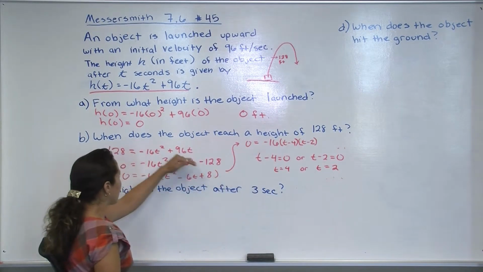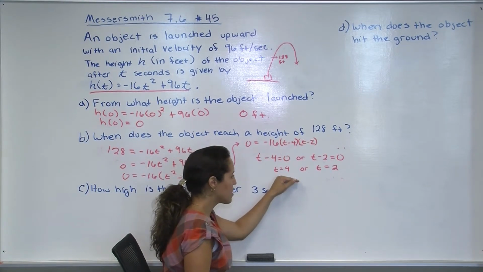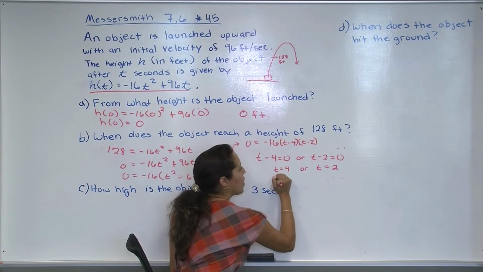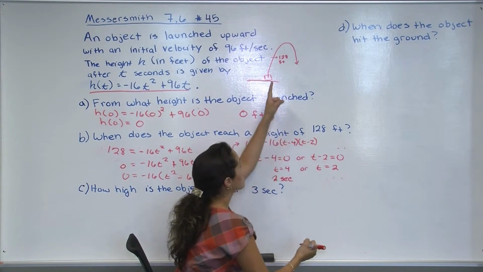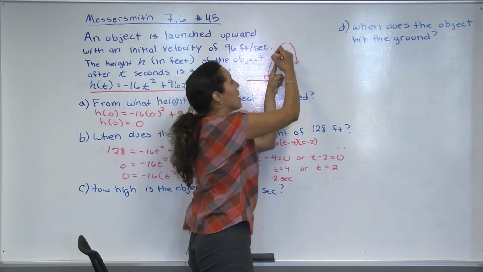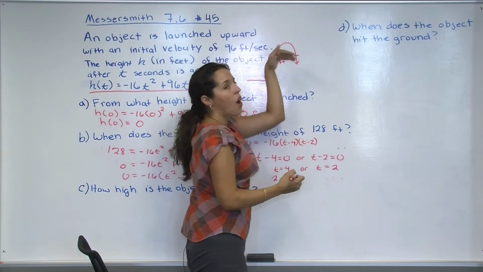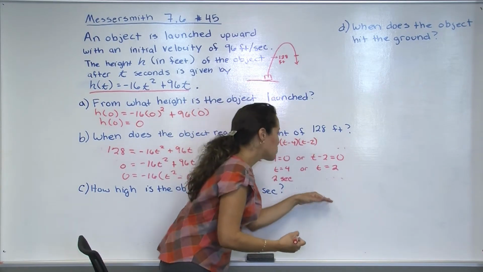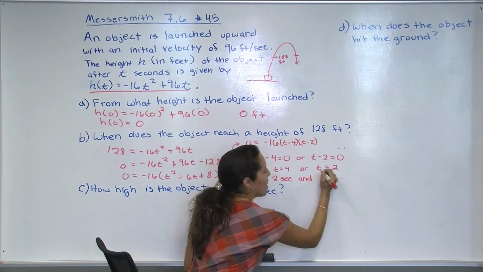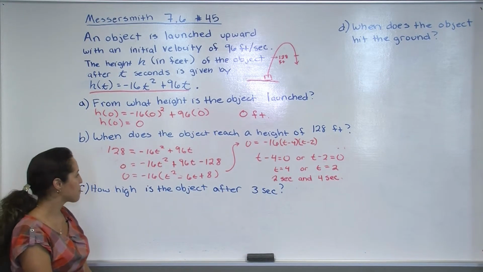So that just answered the question, when does the object reach a height of 128 feet? And you might be asking yourself, why do we have two answers? We have 2 seconds and 4 seconds, right? Well, it reaches 128 feet after 2 seconds, but then, remember, the object keeps going, reaches its peak, and will hit 128 feet again on its downward descent. So that's where we get the 4 seconds. At 2 seconds and at 4 seconds, our object will be at 128 feet.